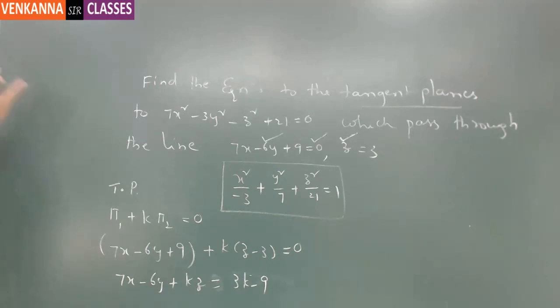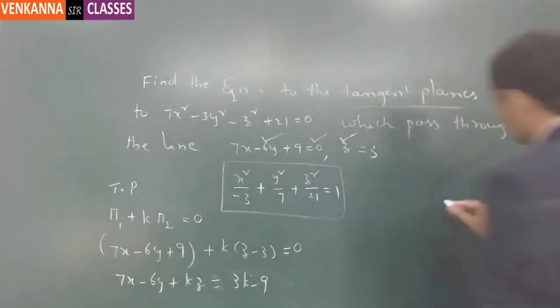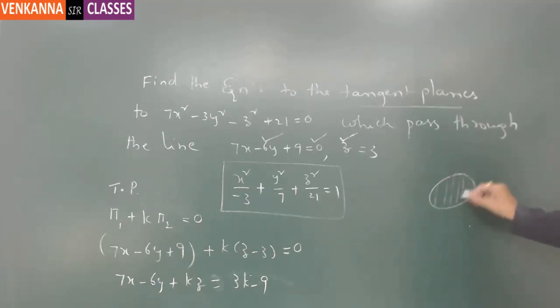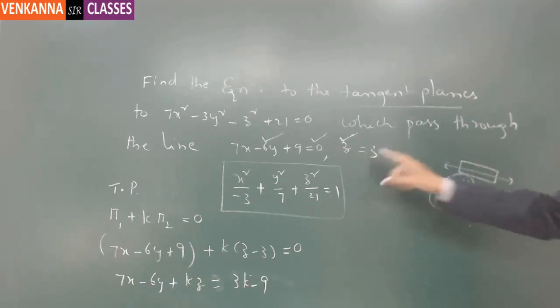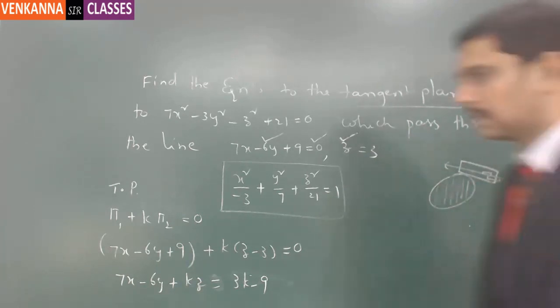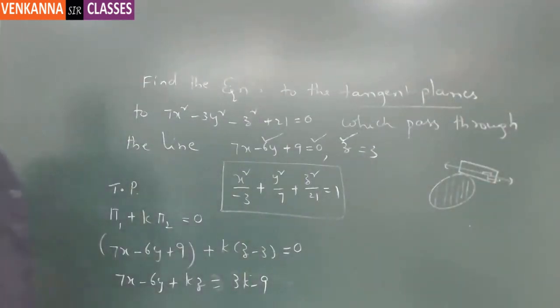In other words, if we have a small visualization, let us say this is the conicoid. For this conicoid, I want to calculate the tangent plane. And how is the tangent plane given? It is passing through the line. And the line is given in unsymmetric form. Clear now? The visual part? Right.